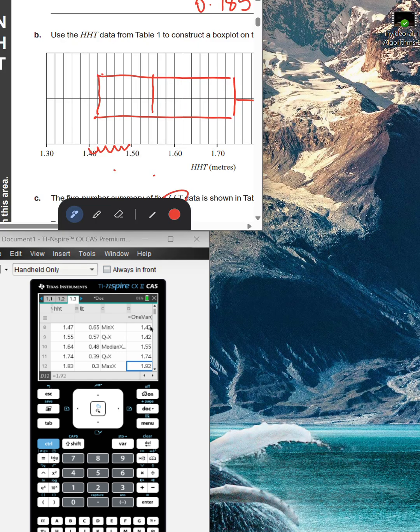Sorry. I don't know why it's doing this. I can't move this, that's why.